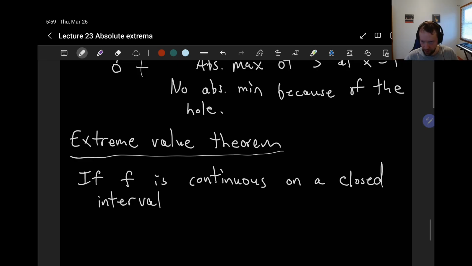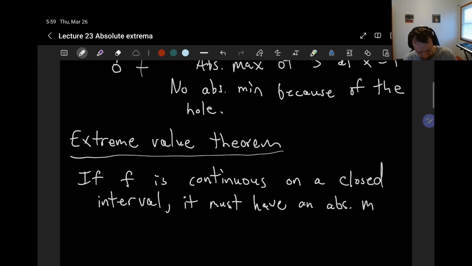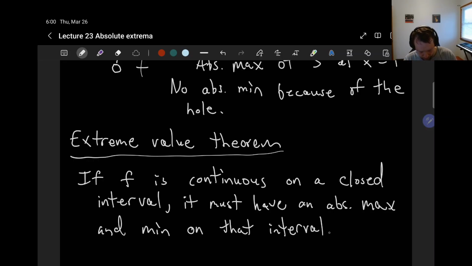Now, technically, the real extreme value theorem is a little bit stronger than this, but we'll just stick with this formulation of it. So if f is continuous on a closed interval, then it's guaranteed that you have an absolute maximum and absolute minimum. Which can be good to know, as we'll see. On that interval in particular, on that closed interval.